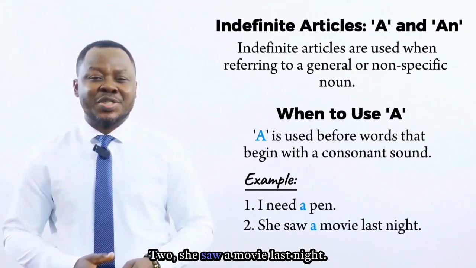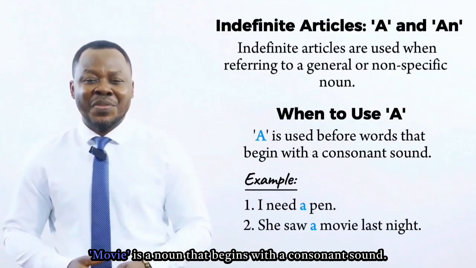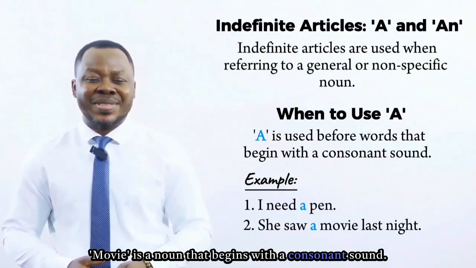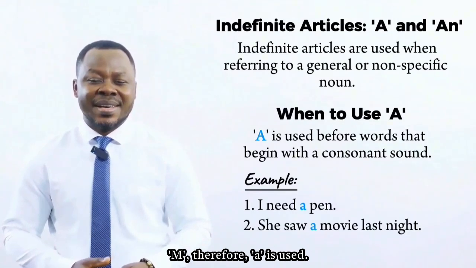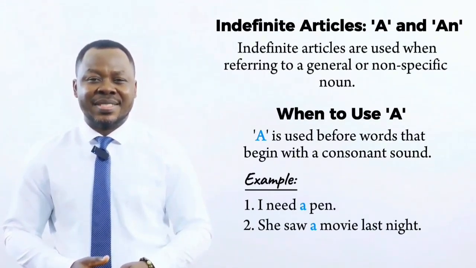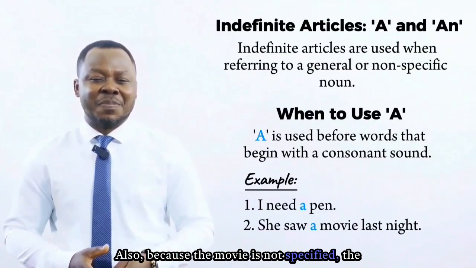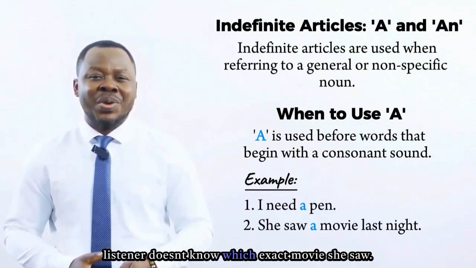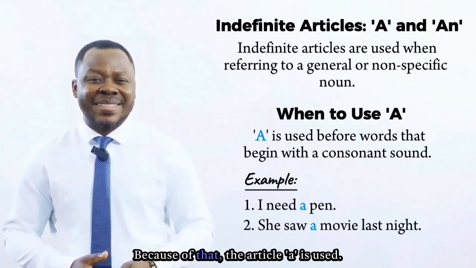2. She saw a movie last night. Movie is a noun that begins with a consonant sound, m. Therefore, a is used. Also, because the movie is not specified, the listener doesn't know which exact movie she saw. Because of that, the article a is used.